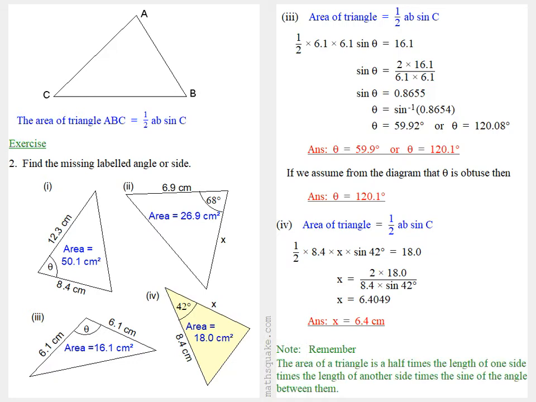With the area of a triangle formula, it's worth remembering it in the form: the area of the triangle is a half times the length of one side times the length of another side times the sine of the angle between them.